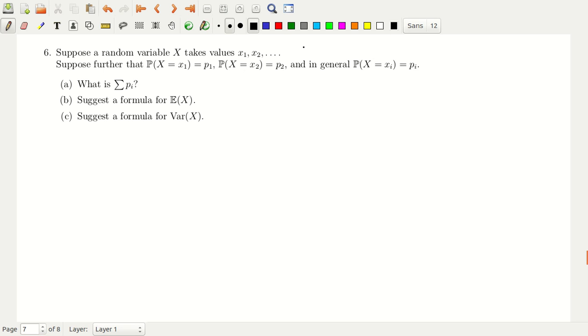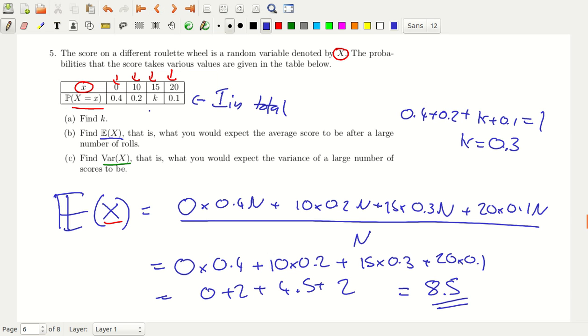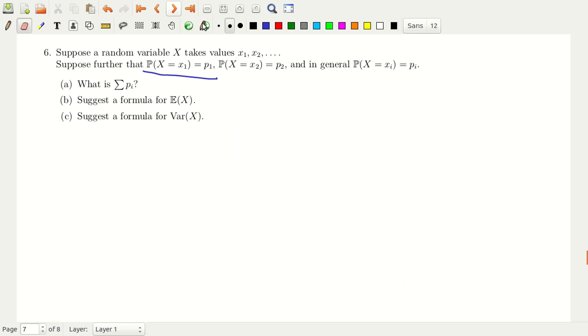So the notation that's used is you say the probability that X is equal to x1 is called p1. So let's go back to the previous question. Here, in this question, x1, the first value of capital X, is 0, and p1, the corresponding probability, is 0.4. x2 is 10, p2 is 0.2, x3 is 15, p3 was k, what we had to find, and x4 is 20, and p4 is 0.1. So this is just a sort of scary notation for exactly what we were doing in the previous question.